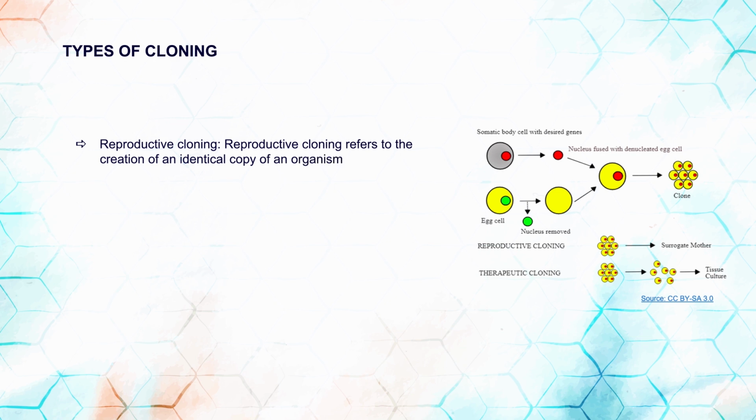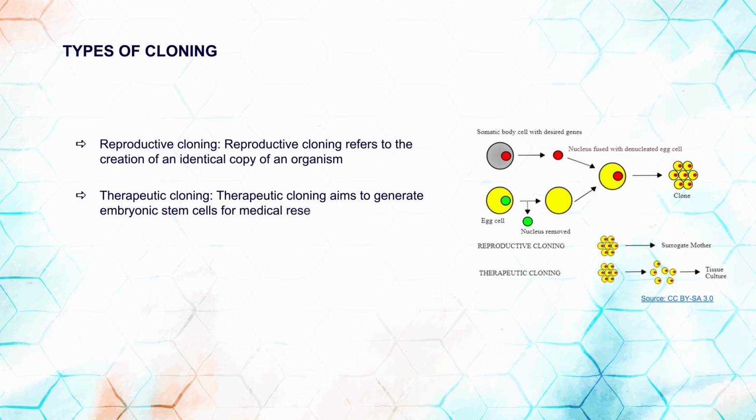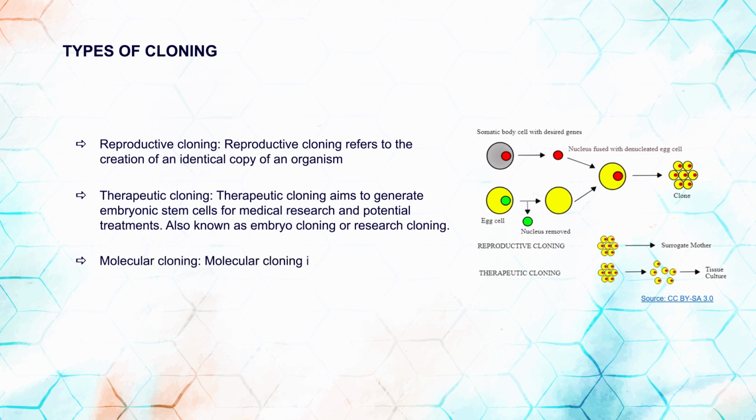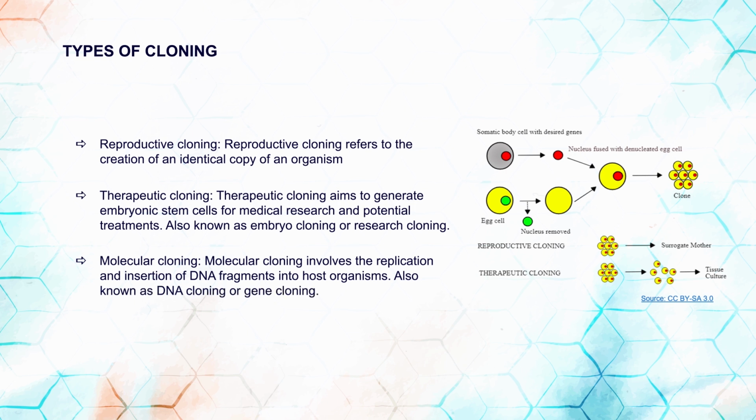Therapeutic cloning is also known as embryo cloning or research cloning. Therapeutic cloning aims to generate embryonic stem cells for medical research and potential treatment. On the other hand, molecular cloning, also known as DNA cloning or gene cloning, involves the replication and insertion of a DNA fragment into the host organism. Each type of cloning offers unique applications and raises different ethical considerations.